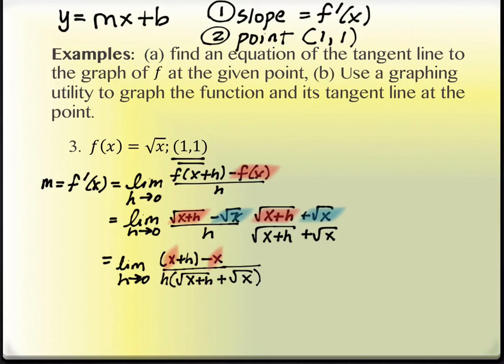That goes to 0, right? And I have an h left in my numerator. So I can factor this h out. It cancels or reduces, right? So what am I left with in my numerator? 1. 1 is great. And in the denominator, I have the square root of x plus h plus the square root of x.